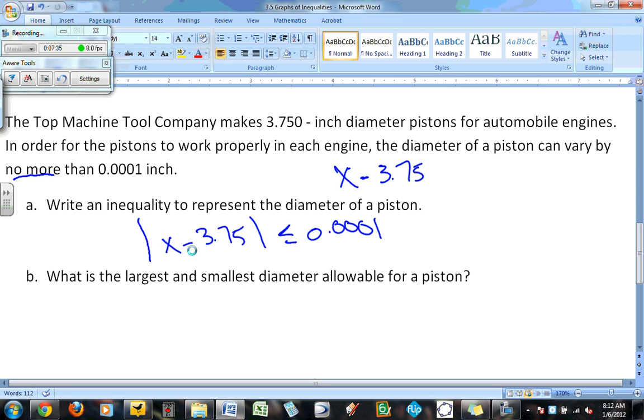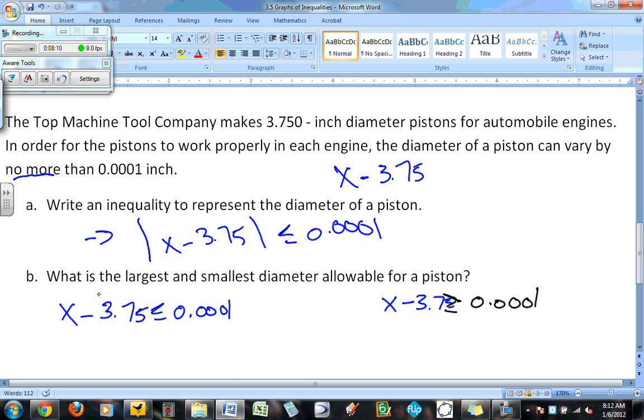Well, we're going to have to solve an absolute value inequality, which means we're going to have to solve two cases. We're going to have to solve the case where x minus 3.75 is less than or equal to 0.0001. Then we're going to have to solve the case where it's smaller, so x minus 3.75 is going to be negative. Sorry, my bad, I had to change the sign. Let me erase it. It is going to be greater than or equal to negative 0.0001.